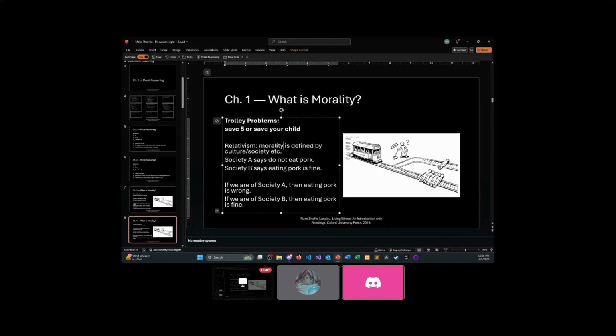Okay. I think I'm starting to understand it a little more. I guess you just need to understand what the theory is, and then you can move from there. Like relativism is just about culture and society, for example. Yeah, knowing what the theory is is important, because then you can draw conclusions, depending on what the theory is, about what the person is obliged to do in a given circumstance. Yeah.